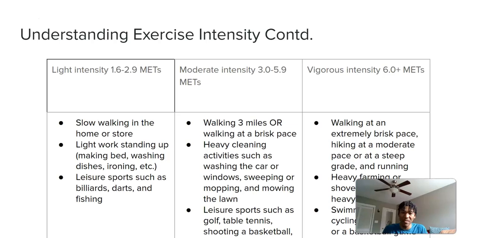As we move on to moderate intensity, we have walking 3 miles or walking at a brisk pace. Brisk is going to be different from person to person, but it's just anything that's going to get your heart rate elevated. Not exactly extremely strenuous, but not a light walk either. Then heavy cleaning activities such as washing the car or windows, sweeping or mopping, and mowing the lawn. And then leisure sports such as golf, table tennis, or just shooting a basketball and not participating in a full game, and tennis doubles as well.